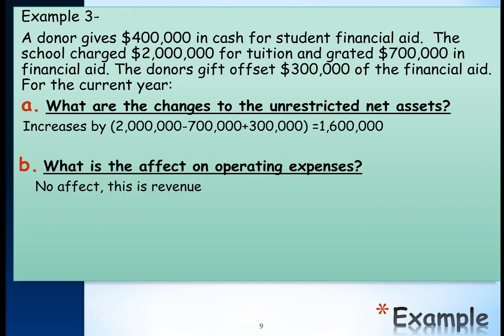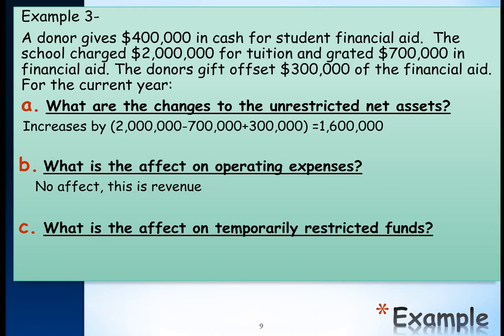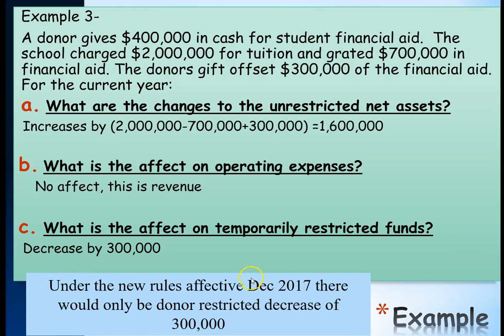What is the effect on operating expenses? There's no effect if this is revenue. And what is the effect on temporarily restricted funds? They decreased by $300,000. Now, under the new rule, it would only be donor restricted decrease of $300,000. And that ends this presentation. Thank you.